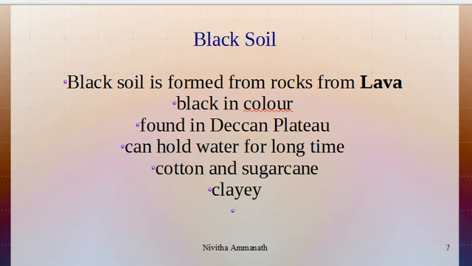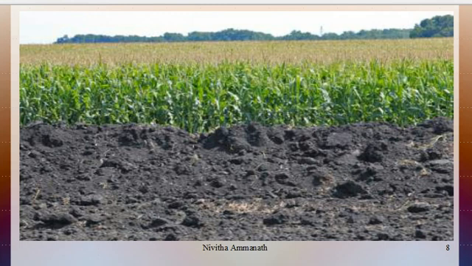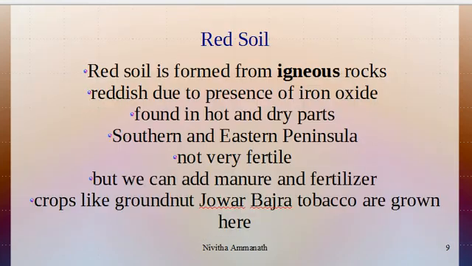Cotton and sugarcane grow well over here, and it is clayey, that is, it holds water. This is how the black soil looks. Red soil. Red soil is formed from igneous rocks. Red is due to the presence of iron oxide. Found in hot and dry parts of the country, southern and eastern peninsula.